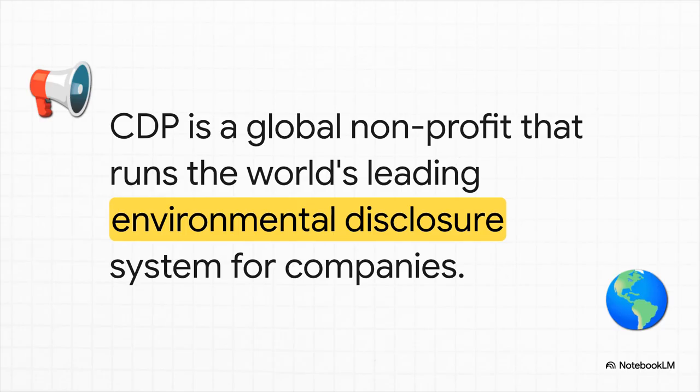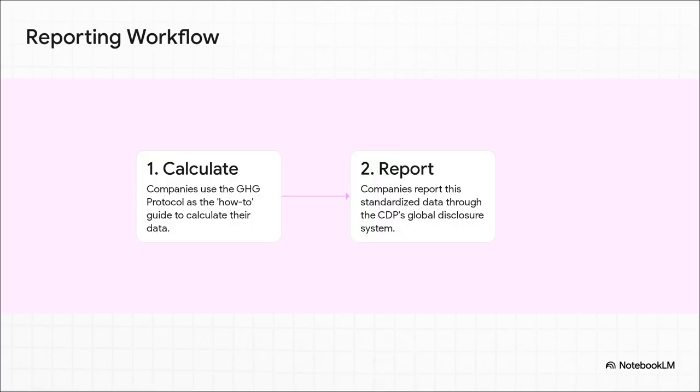So you've measured your emissions, you've even had them verified. What's the next step? Disclosure. It's one thing to calculate your impact, but it's another thing entirely to report it to the world. And that's where the leading platform, CDP, which used to stand for the Carbon Disclosure Project, comes into play. The workflow here is actually super straightforward. It's like a two-step dance. First, a company uses the GHG protocol as its how-to guide for crunching all the emissions numbers. Then, once they have that standardized data, they report it through the CDP platform. So the protocol is the instruction manual for the math, and CDP is the global stage where you share the results with investors, customers, and, well, everyone.